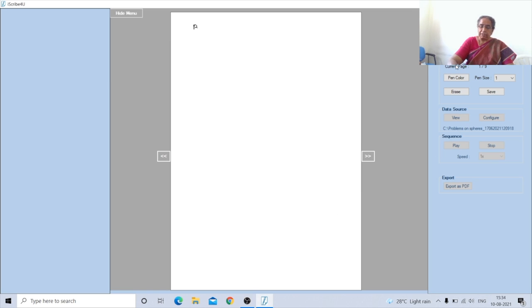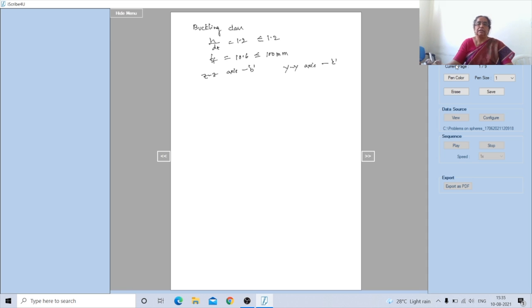So to calculate the buckling class, I am rewriting it. Buckling class: h by tf equal to 1.2, less than or equal to 1.2, then tf equal to 10.6, less than or equal to 100 mm. So the zz axis comes with class B buckling and the yy axis comes under class C buckling. Okay.